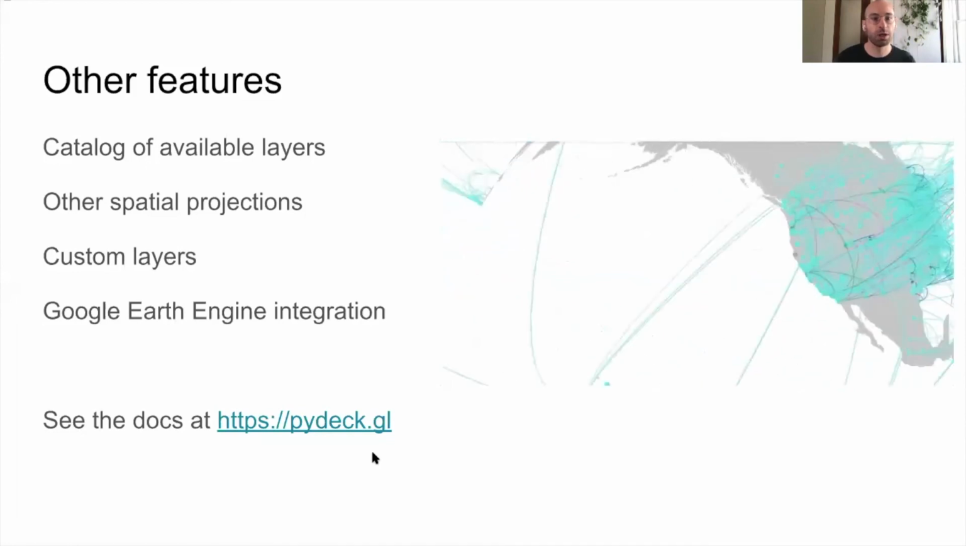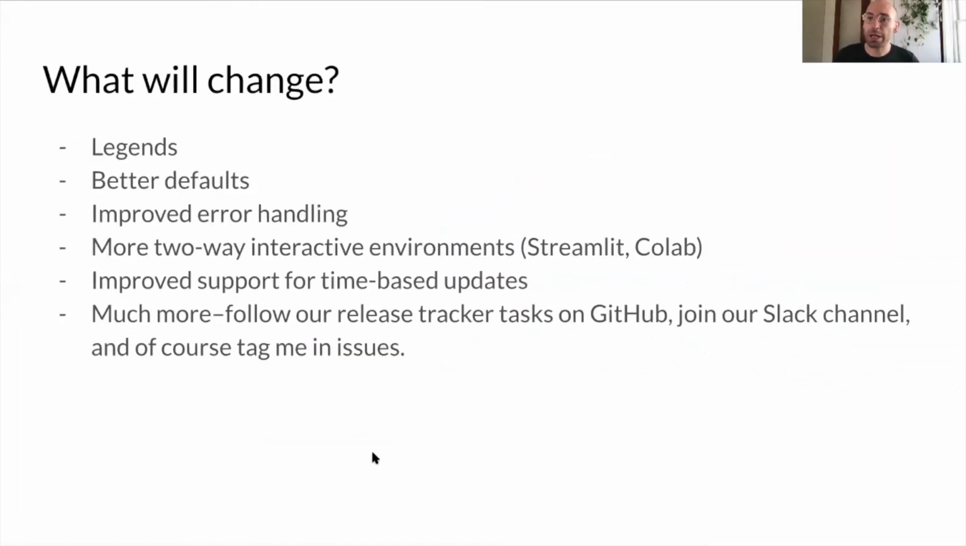I also want to talk about what will change. PyDeck is a relatively young library and has a lot of space for improvement. A lot of you have requested legends. We will be adding legends to PyDeck, some better defaults so that you don't have to configure as much about a visualization. There are certain cases in PyDeck where you don't get as much information back from the error message as I would like. More two-way interactive environments, so we'll have support for Streamlit and Colab in the same way you saw our Jupyter widgets integration work. We'll have improved support for time-based updates, and of course, much more.